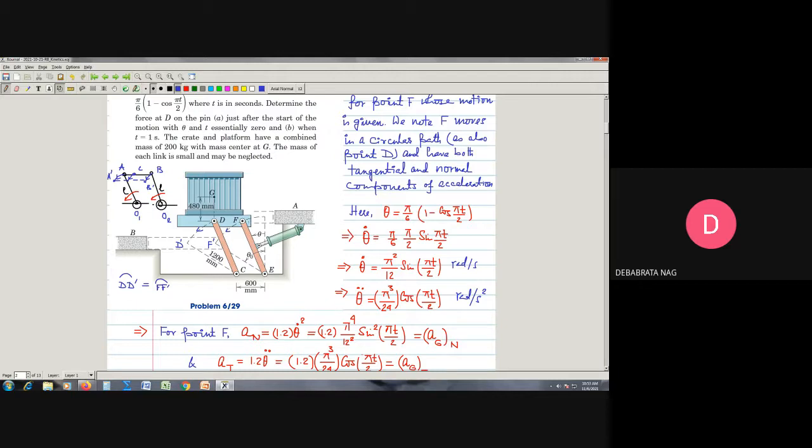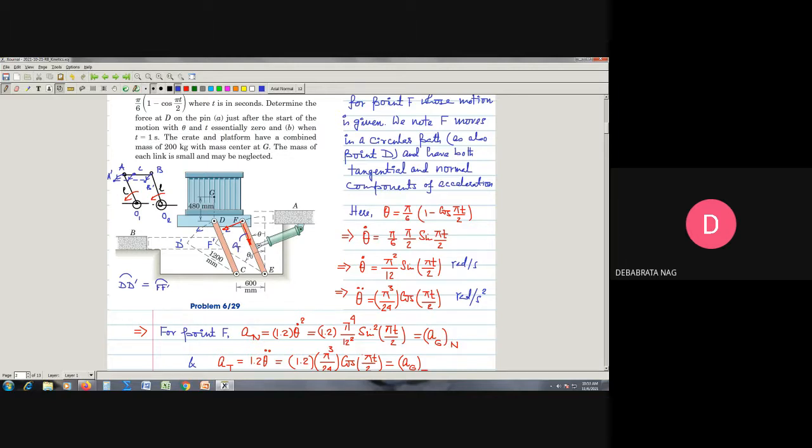Now for this point F, therefore, the normal component of acceleration. So what is the normal component of acceleration? It is obvious that the normal component of acceleration of the point F will be along this. This will be the normal component, and this is going to be the tangential component. So we can say that this is our AFN.